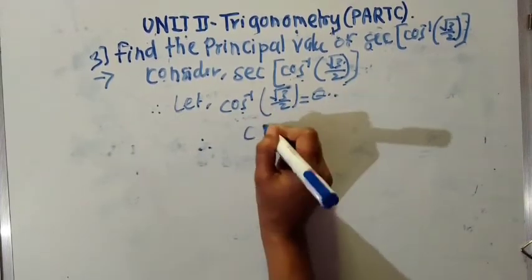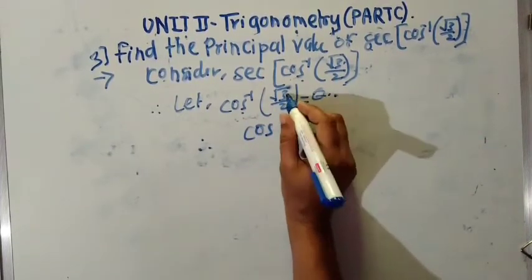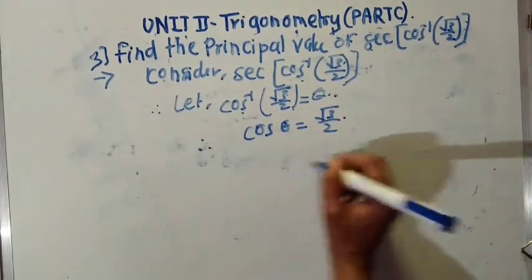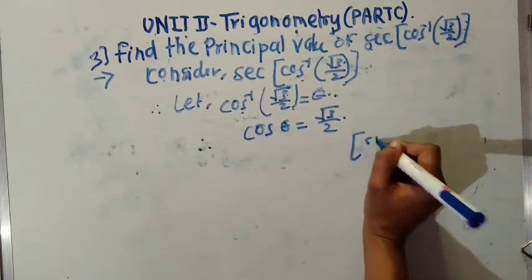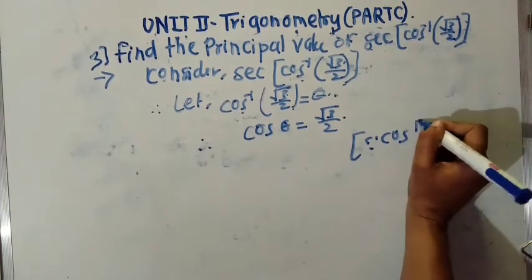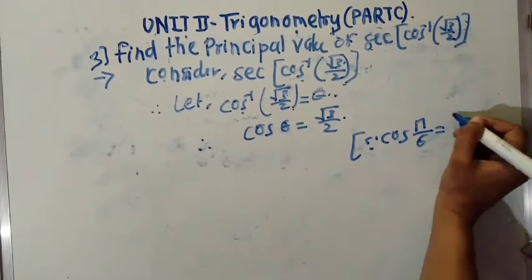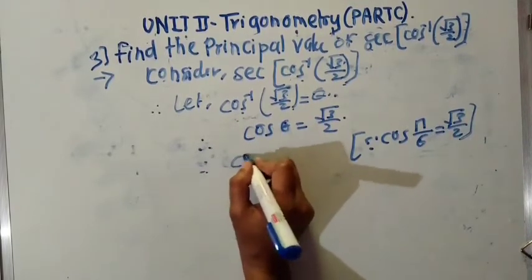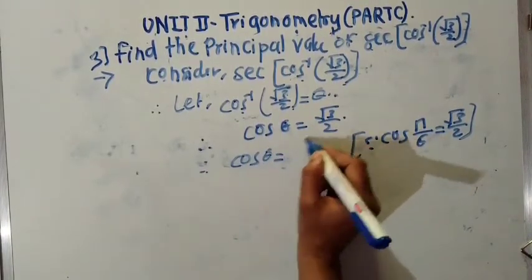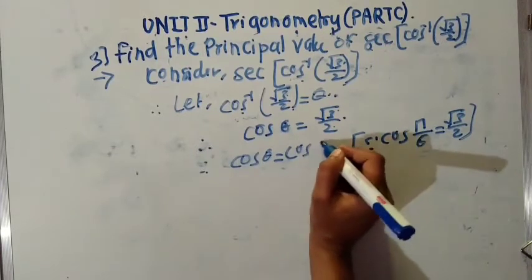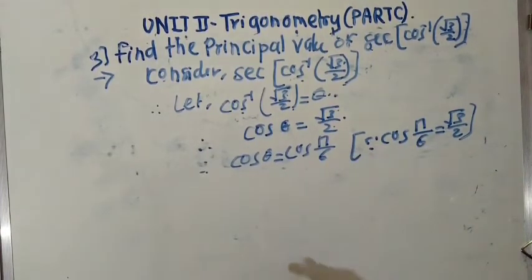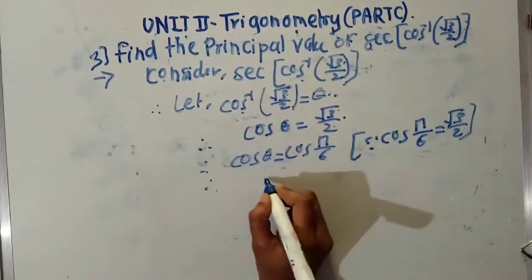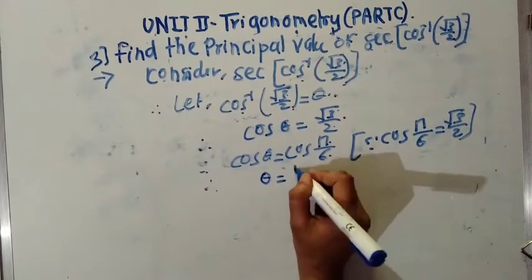Hence cos theta is equal to √3 upon 2. But we know that cos 60 degree, means cos pi upon 6, is equal to √3 upon 2. Hence cos theta is equal to cos pi by 6. On equating, theta is equal to pi upon 6.